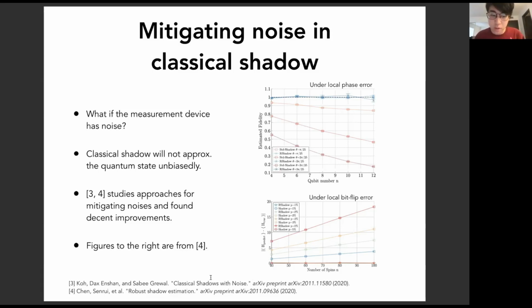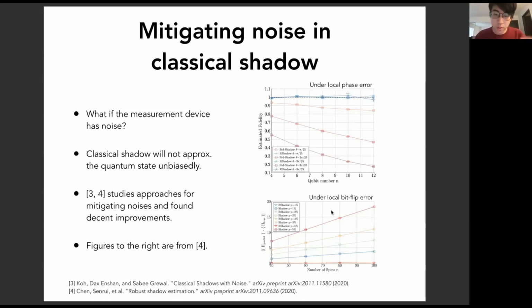In these two very recent papers, one from Dex and one from Senrei, they study approaches for mitigating noise and doing error mitigation in this classical shadow framework, and found very decent improvements. So the figure on the right is from this robust shadow estimation paper from Senrei Chen and Steve. And here, they're considering estimating fidelity for a GHZ state or estimating the expectation value of a Hamiltonian.